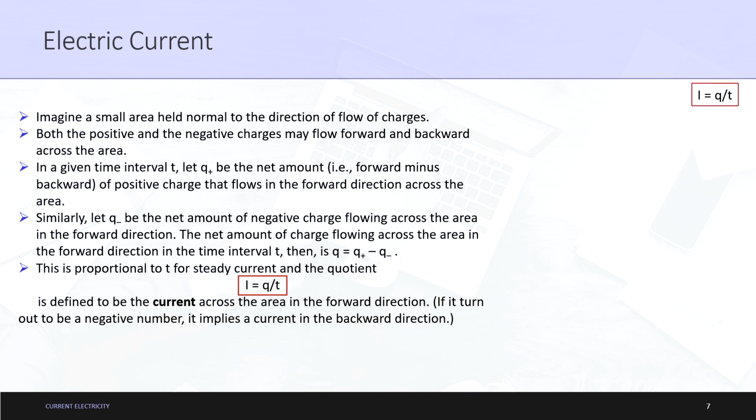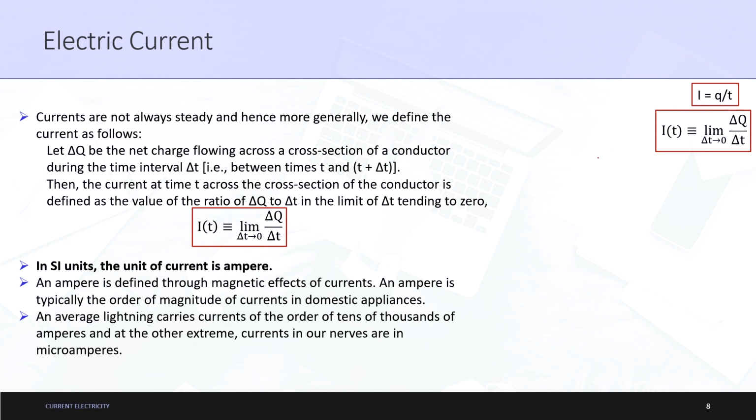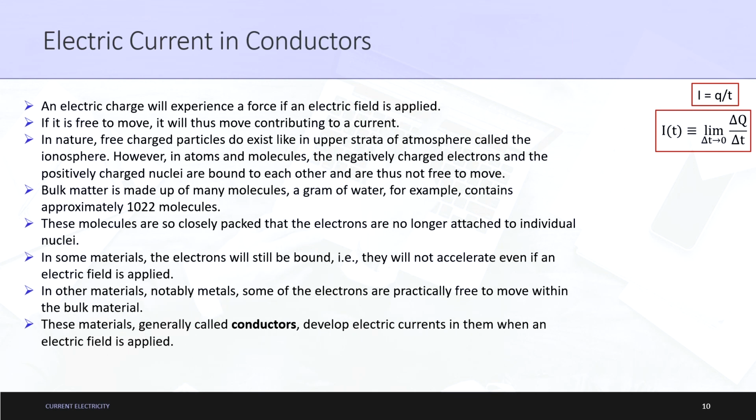So, electric current. This was devised in your previous lecture, that I is equal to q by t, and if we need to generalize this concept, then I is equal to limit delta t tending to 0 delta q upon delta t. Please remember that the SI unit of current is amperes, and an ampere is typically of the order of magnitude of currents in domestic appliances. It may vary for lightning around 10 to the power 4 to 10 to the power 6 amperes, and the current involved in our nerves and muscular system is of the order of 10 to the power minus 3 amperes. So, you can see the variation in the ranges of current in different natural substances. Let us move on with electric currents in conductors.